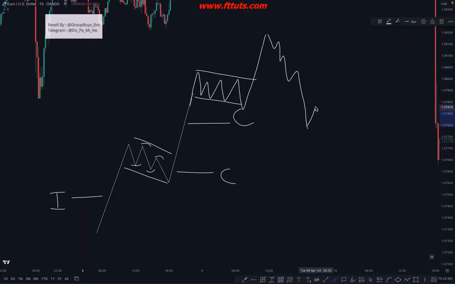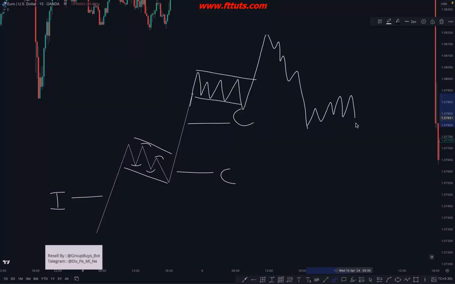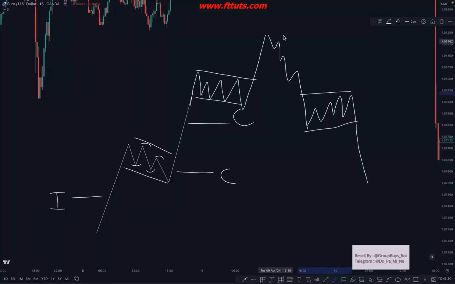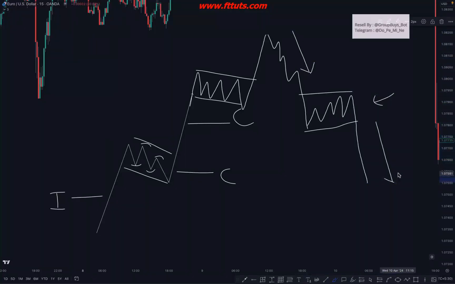Market pushes downside and creates an impulsive wave, right? Then you need to wait for a correction like this and then a break. This is our continuation and this is our correction phase. This is our correction and this is our impulsive phase, right?